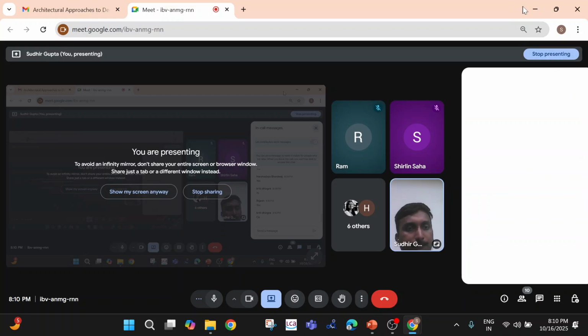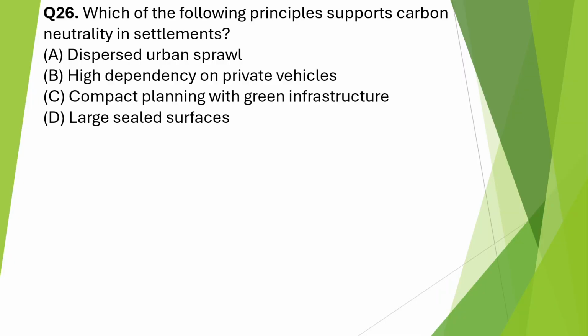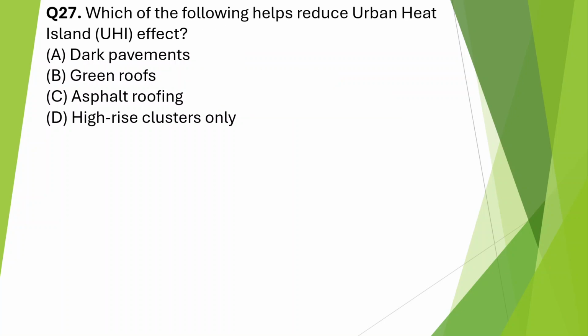Okay, let us see. Here is the 27th question, but from the marking point of view, this will be the first question, which asks which of the following helps to reduce the urban heat island effect.